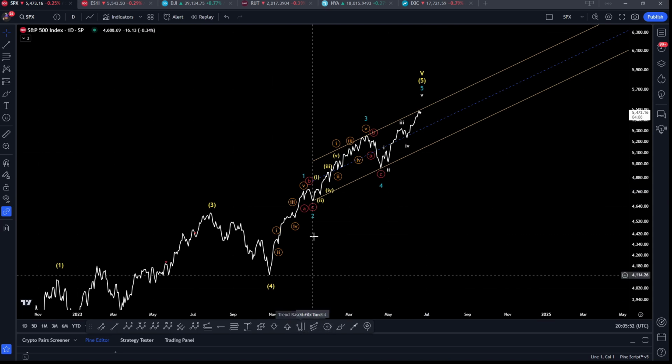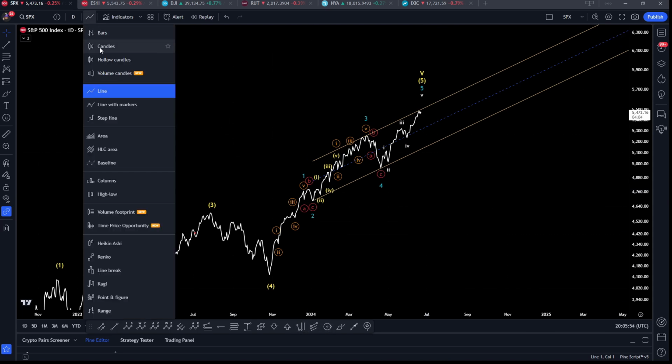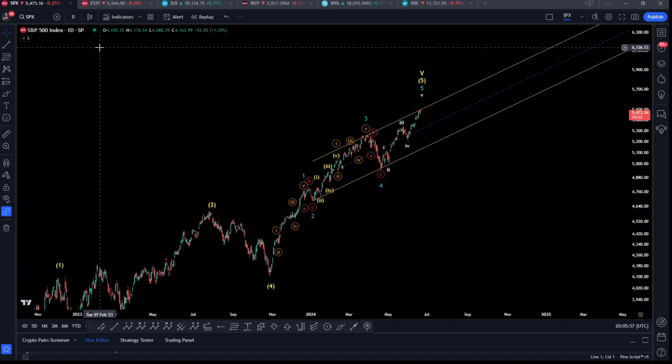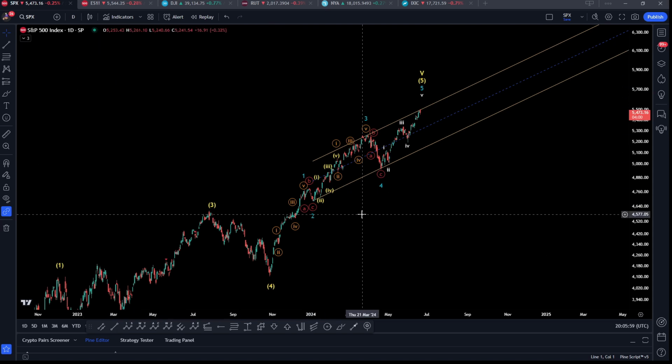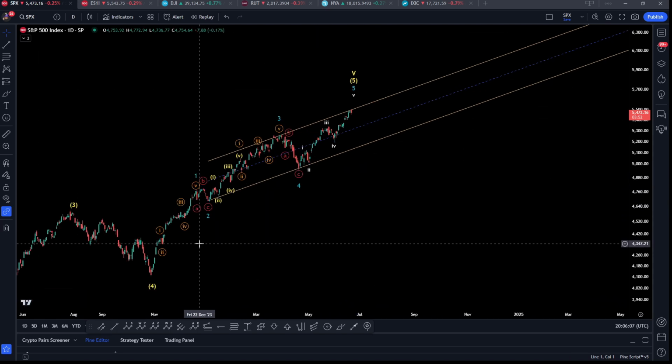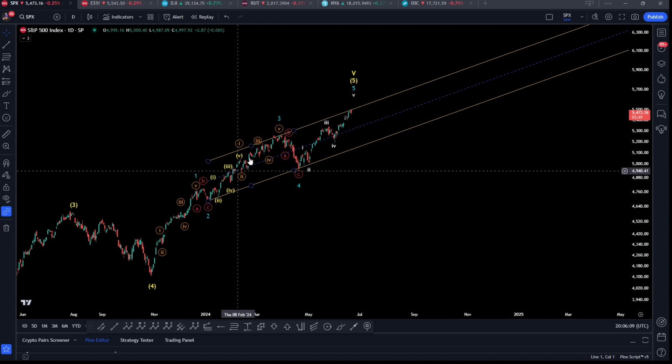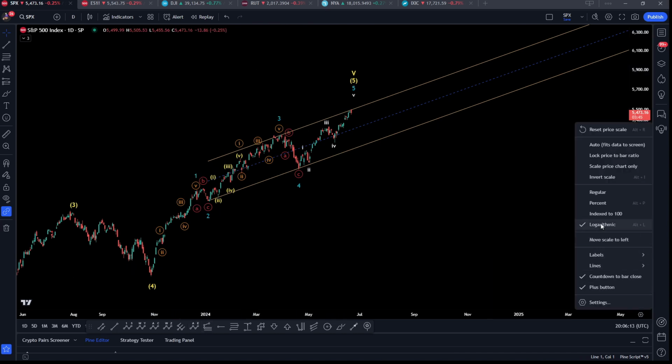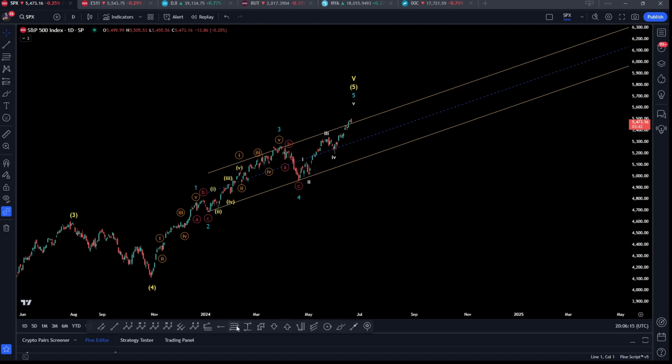Another thing of note that's important, I'm going to go ahead and go back to candlesticks. I have it on line because sometimes in the daily you get all the gaps and it's easier to see it in line than it is with the gaps in the candlesticks. Notice this first wave is pretty long and the third wave is shorter. Let me make sure I'm in the right scale here. Okay, this is linear scale.